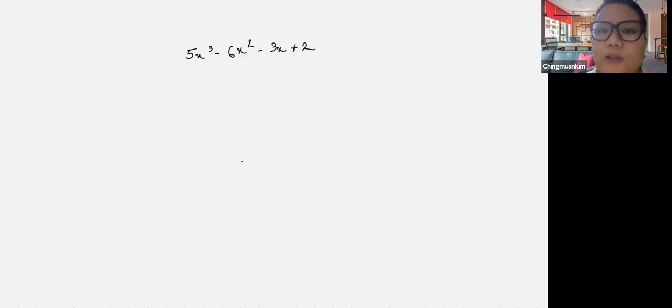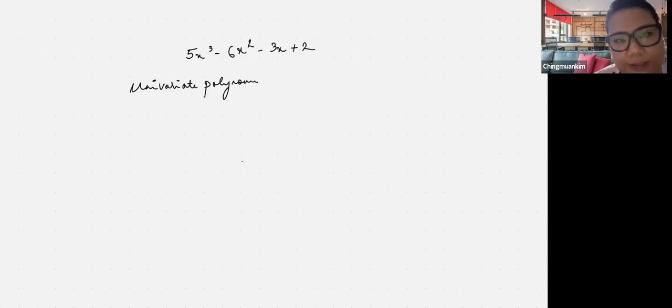Okay, first of all, we need to understand the two terms, right? What are univariate polynomials? And what is the other term? The other term is singly linked list.